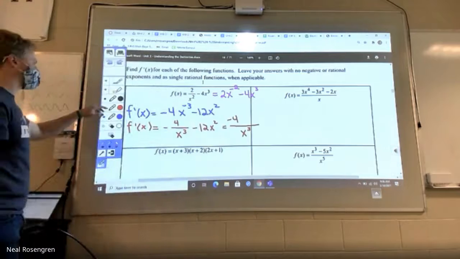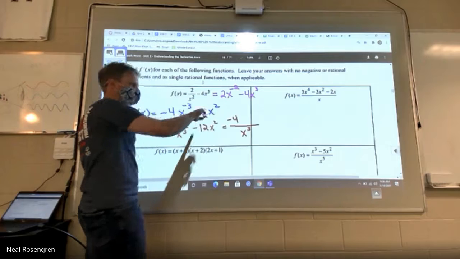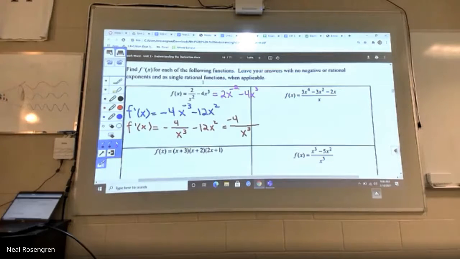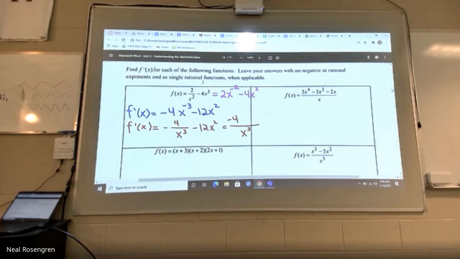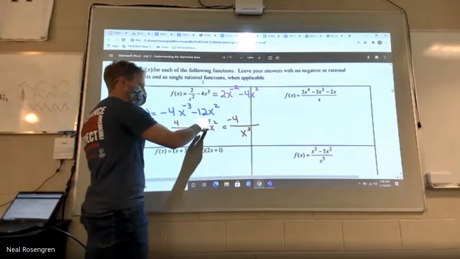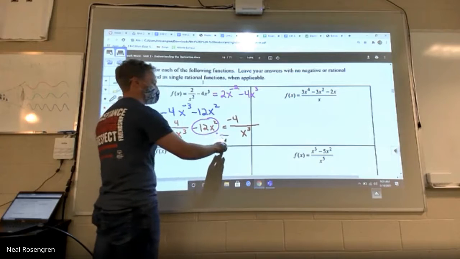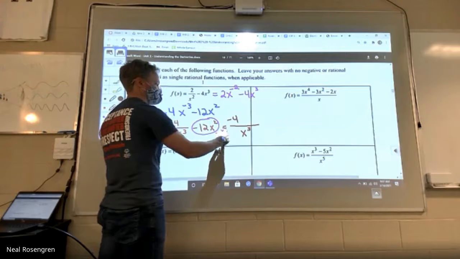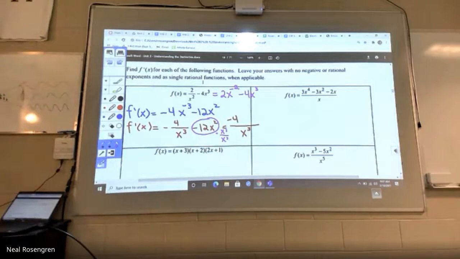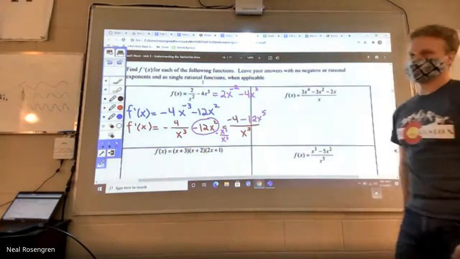But if I wanted to create this right here to be a fraction over x to the third, right, create common denominators, you multiply top and bottom by whatever you need to. And so what's going to happen here with this negative 12x squared term is we're going to take all of this right here and we're going to multiply top and bottom by that x thing. And so it just becomes minus 12x.